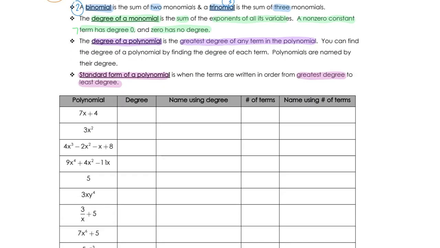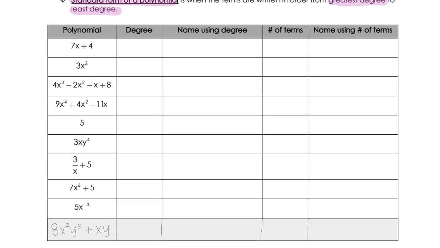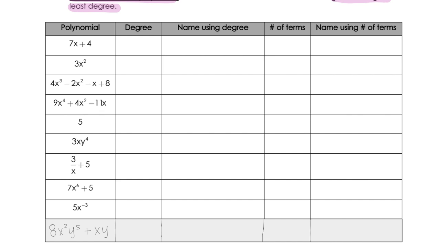So let's go ahead and start talking about our table here, and I'm going to zoom in just a little bit more. Looking at the first row, we have 7x plus 4. When we're trying to find the degree of this polynomial, we have to look at each term individually. 7x is to the first power, so this has a degree of 1. 4 has a degree of 0, because a non-zero constant term has a degree of 0. All we care about is the exponents of the variables. The highest degree would be 1.